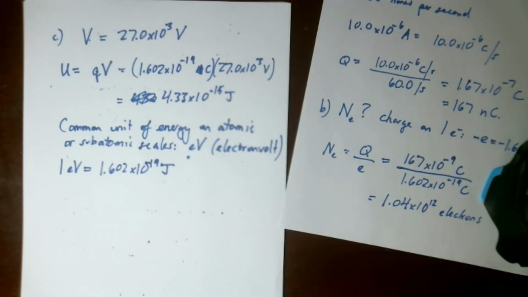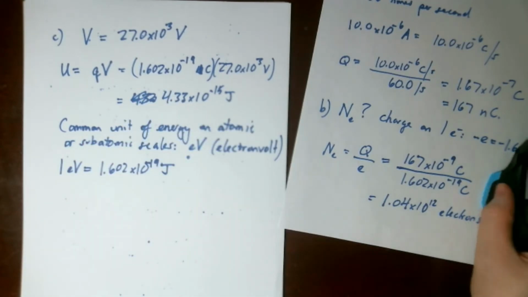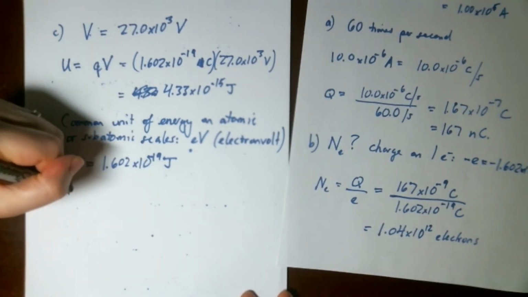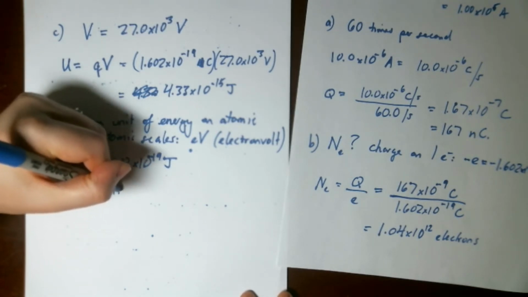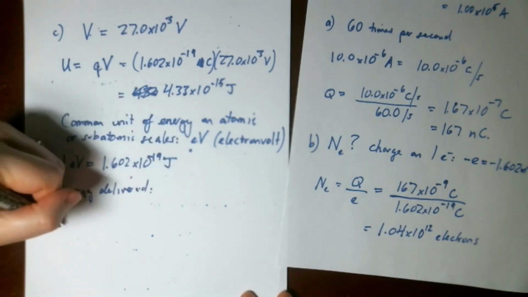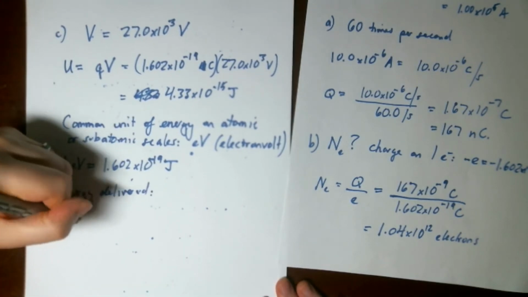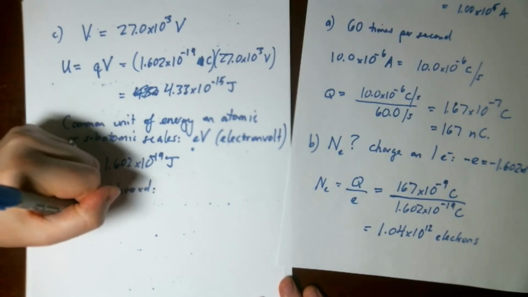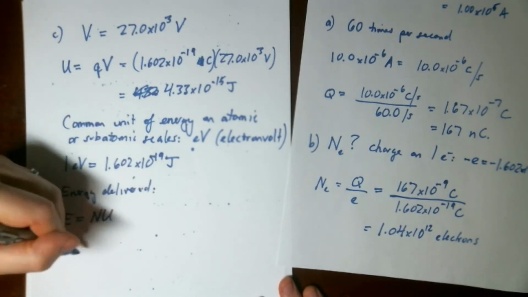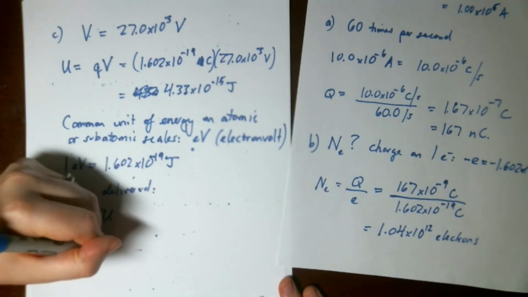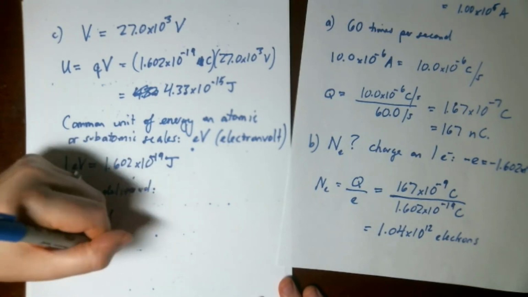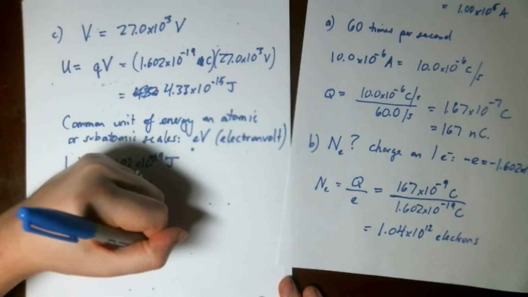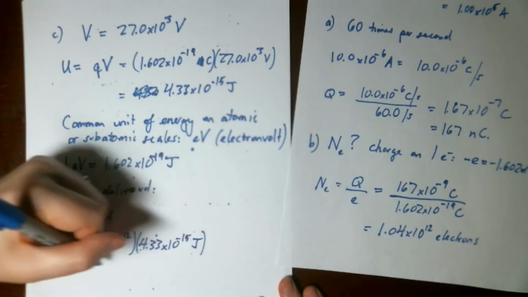And we want to find out how much energy is delivered to the screen by a single scan, which is just a hair over 1 trillion electrons. So the energy delivered is going to be the kinetic energy delivered by 1 electron times the number of electrons delivered. So that's going to be 1.04 times 10 to the 12 electrons times the energy of 1 electron, which is 4.33 times 10 to the minus 15 joules.